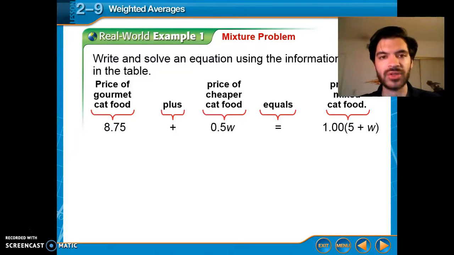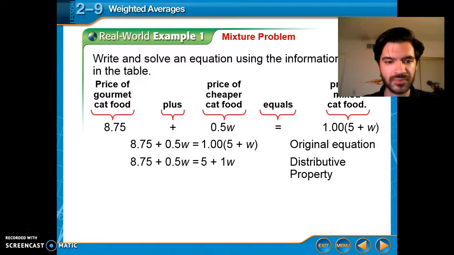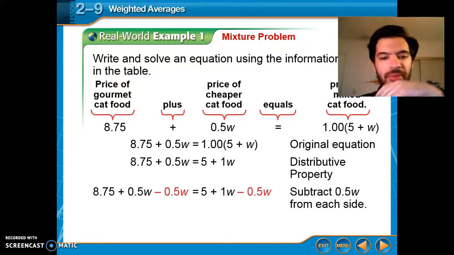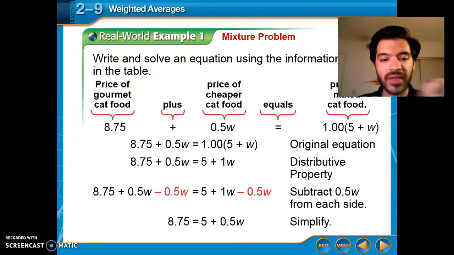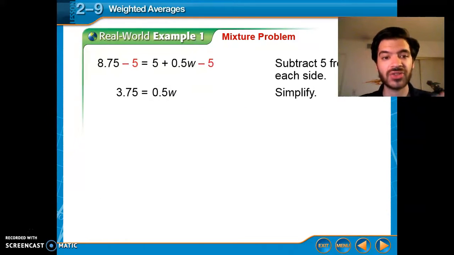And the rest is an equation that you can solve. You simplify. You move W over. I'm going to subtract 0.5 W from both sides, and that'll give me 8.75 equals 5 plus 0.5 W. If you need time to digest this, pause the video right now, but I'm going to continue. Then I'm going to subtract 5 from both sides, which leaves me with 3.75 equals 0.5 W.